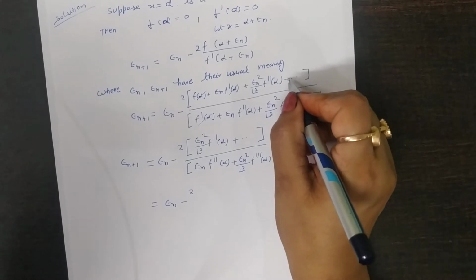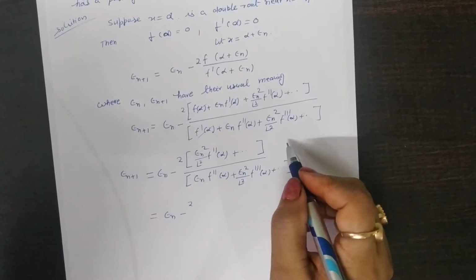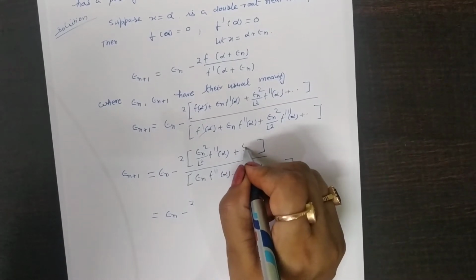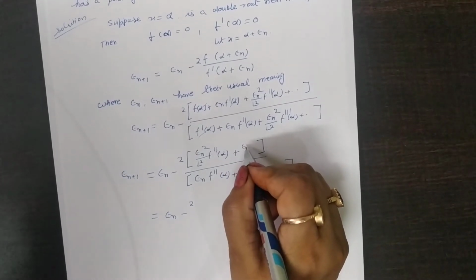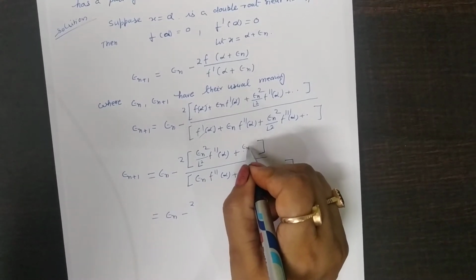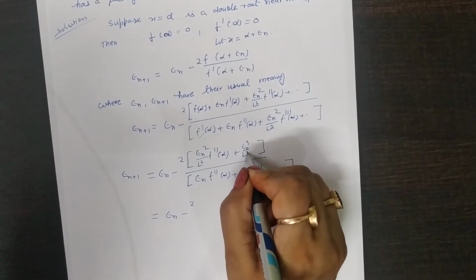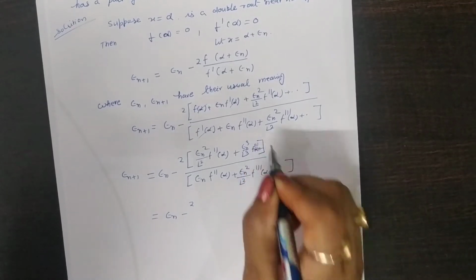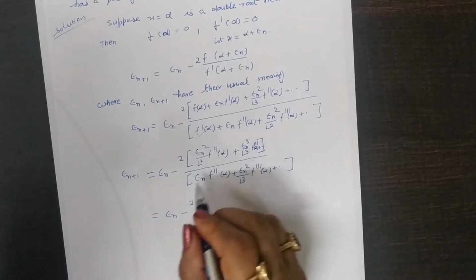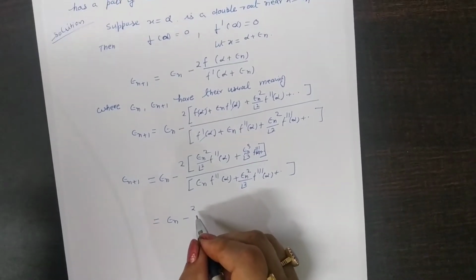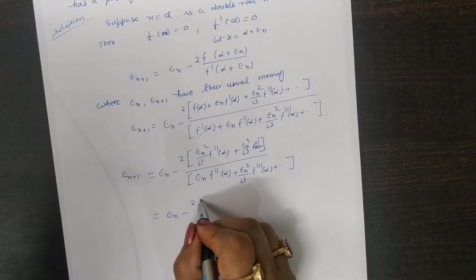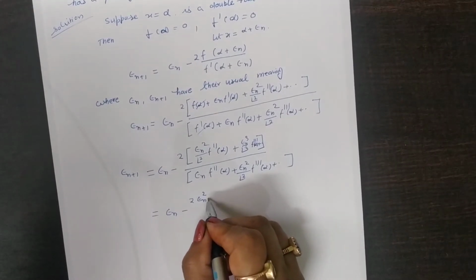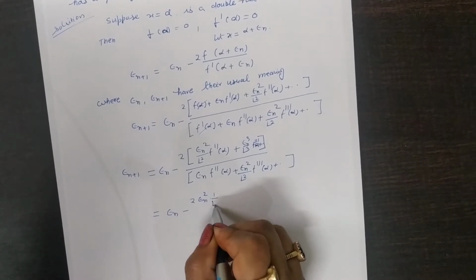Here you can also define, because here is the third term, so the next term is again epsilon n, epsilon n cube, divided by factorial 3, and f triple dash alpha plus now so on. Clear? Now 2 times epsilon n square, and this by 1 by factorial 2.